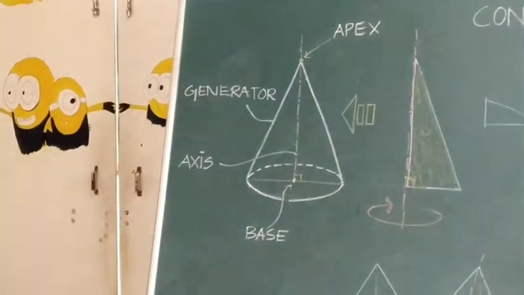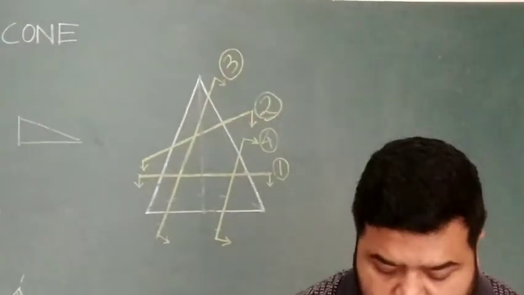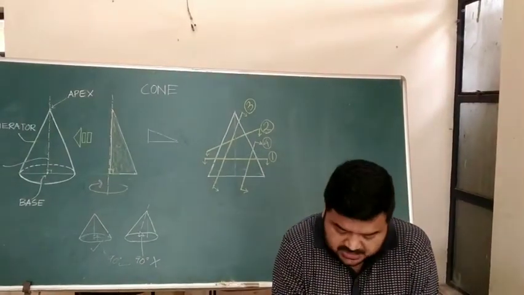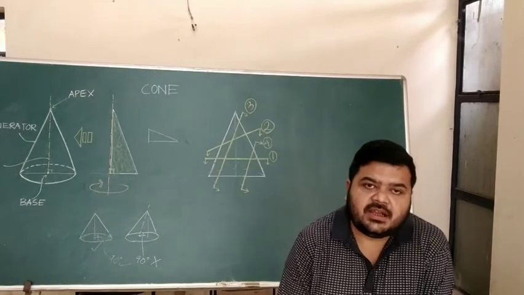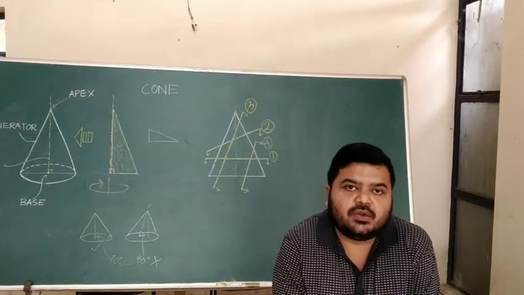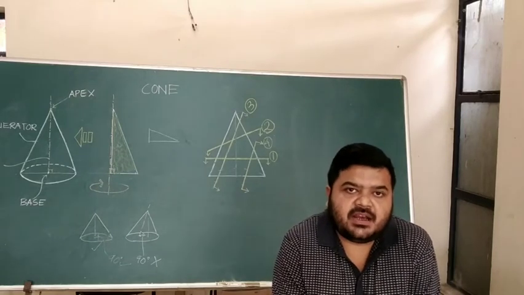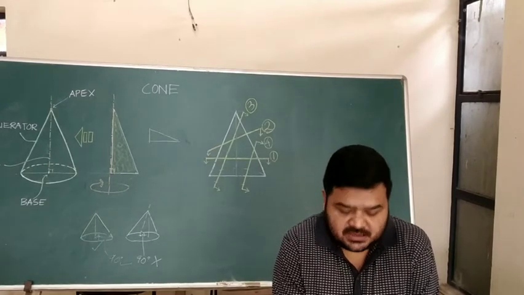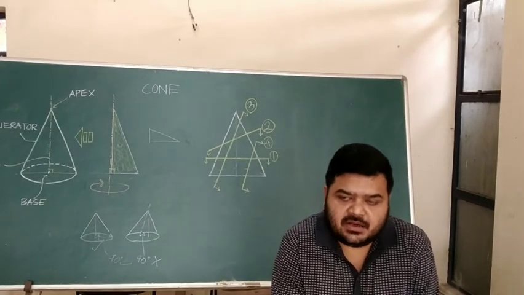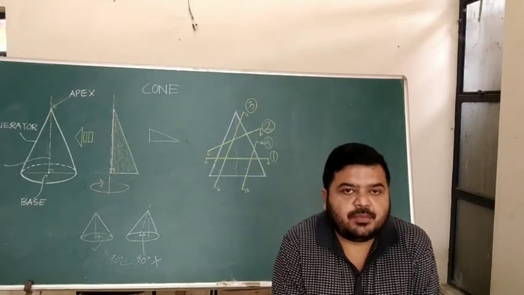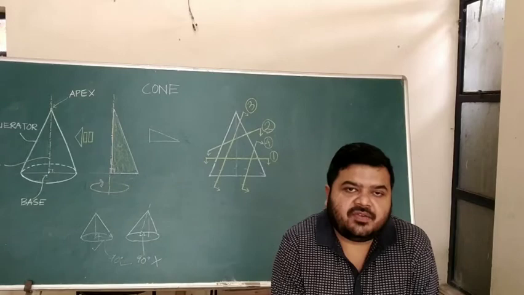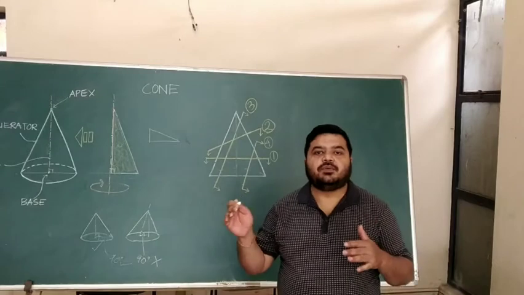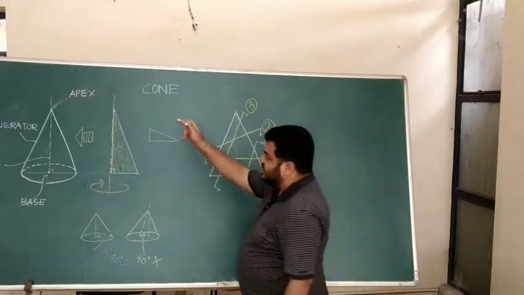Next we have something known as the conic section. What is a conic section? A conic section is obtained by intersection of a right circular cone by a plane in different positions relative to its axis. Let me repeat: sections are obtained by intersection of a right circular cone with a plane at different positions with respect to its axis.